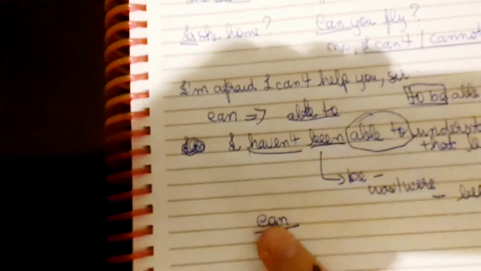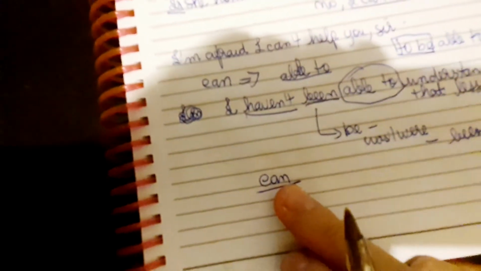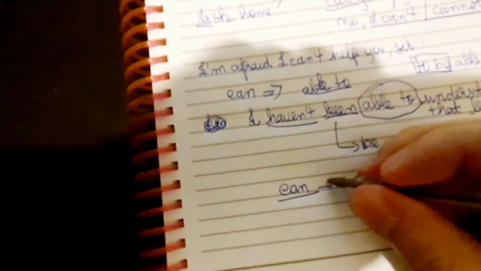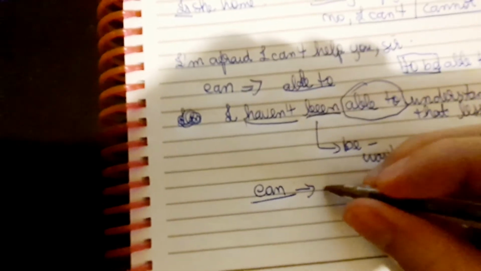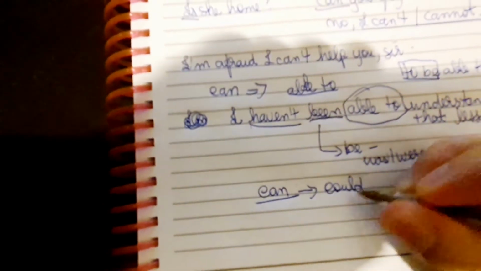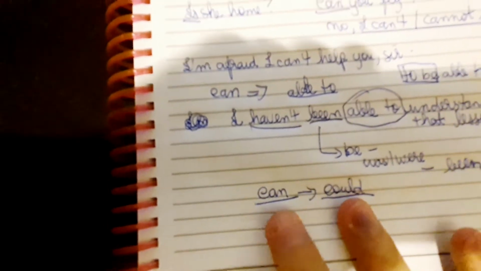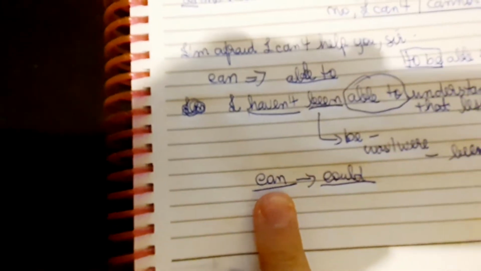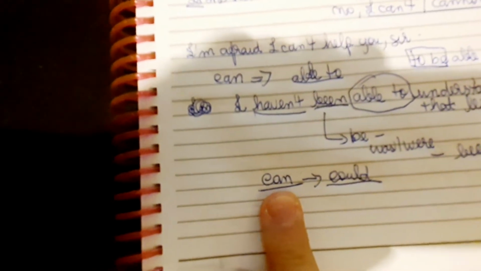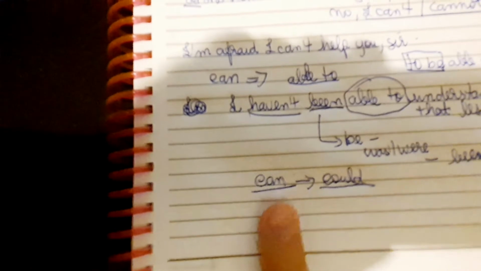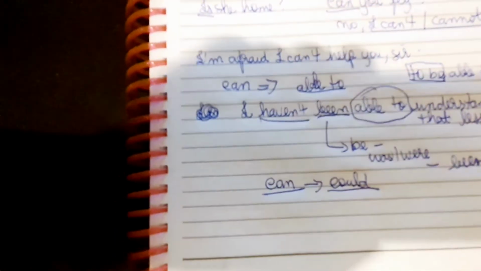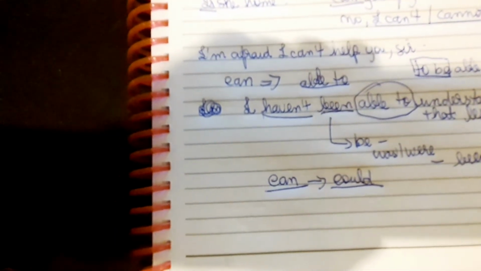You can express the verb can in the past. Yes, it's possible to use the verb can in the past. It's could. But you can't use the verb can in the future. In the present perfect, it's not possible. So it's very simple, this context.